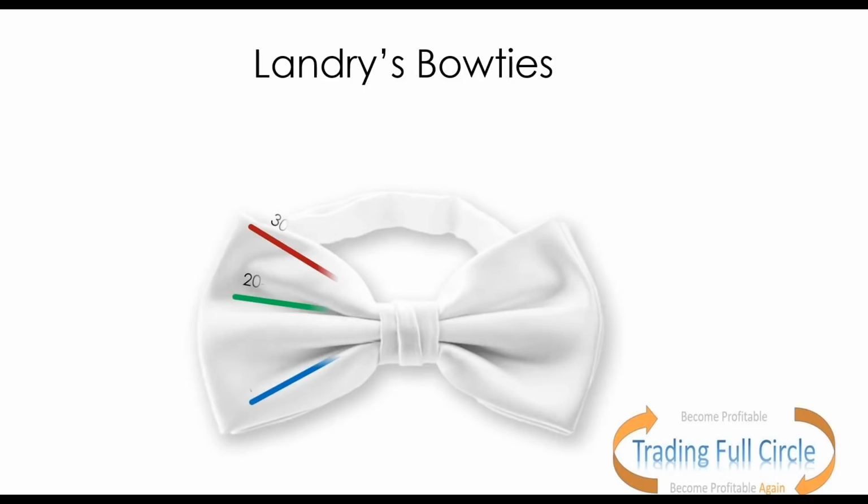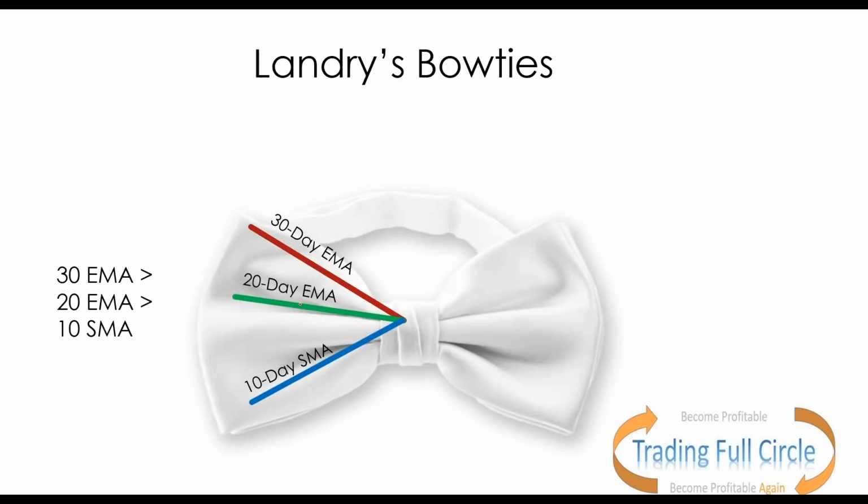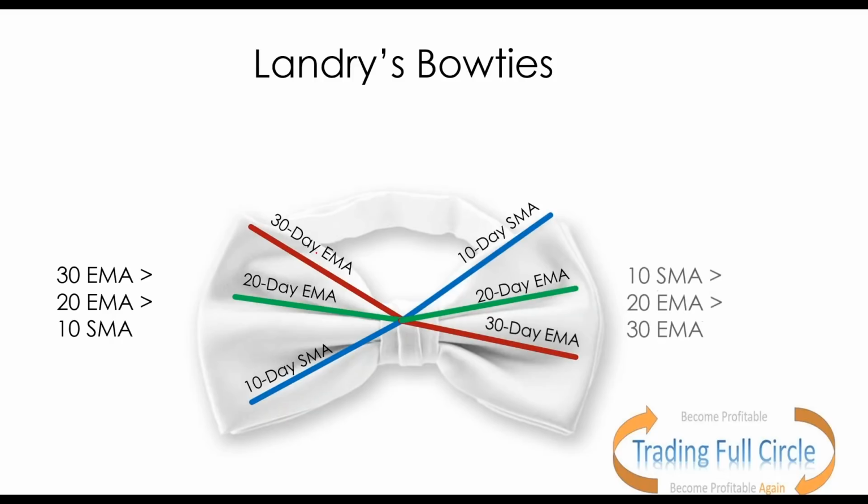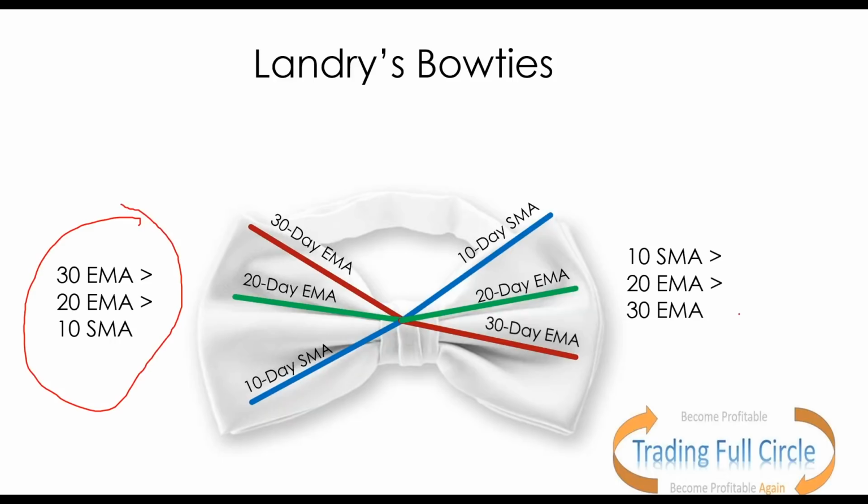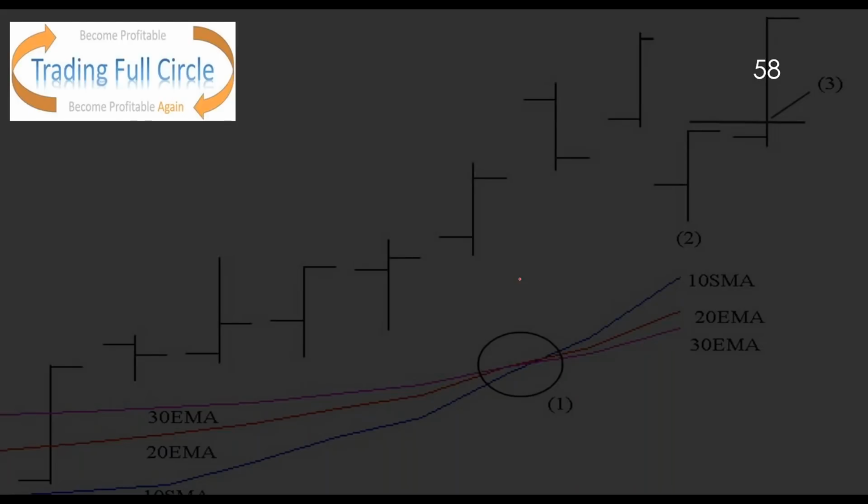Now, let's talk about bow ties. I discovered early on that if a 10-day simple, 20-day exponential, and 30-day exponential moving average came together real quick and then spread out again, you often had a change in trend. So the 30 is greater than the 20, and the 20 is greater than the 10. And when those flip over to 10 greater than 20 greater than 30, it suggests that the trend has changed. So we're looking to get long after that trend change.